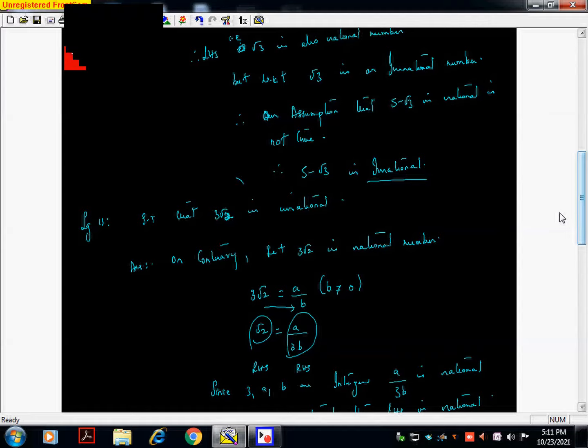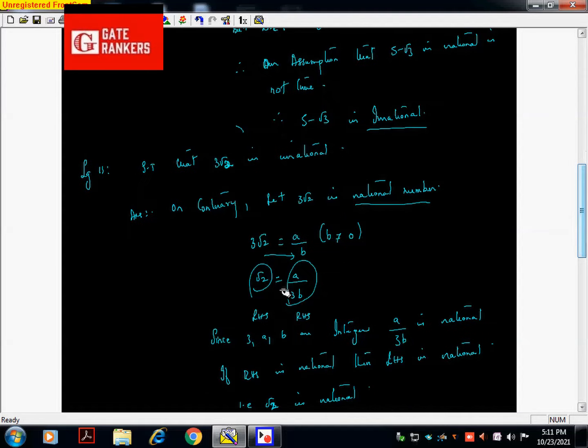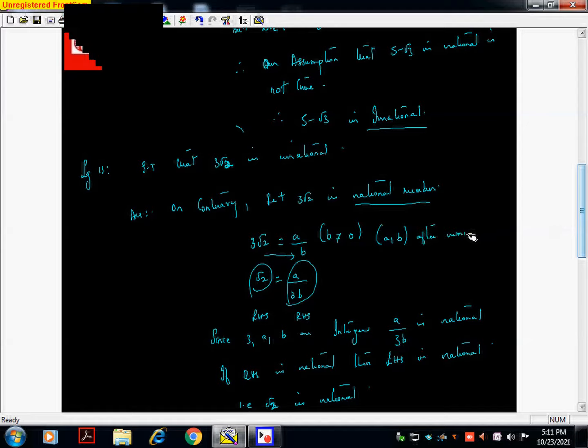So that you get the concept nicely into your head, I will start with the next problem, that is example 11. Show that 3 root 3 is irrational. So answer is, on the contrary, let 3 root 3 be a rational number. So 3 root 3 is equal to a by b, b is not equal to 0. Here you can tell that a comma b, after removing the common factor, is co-prime.